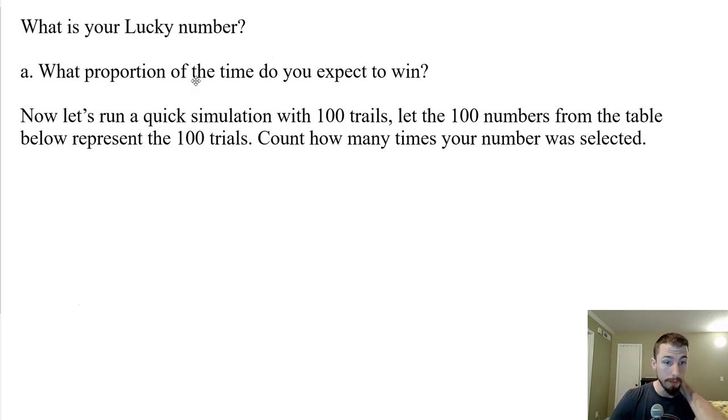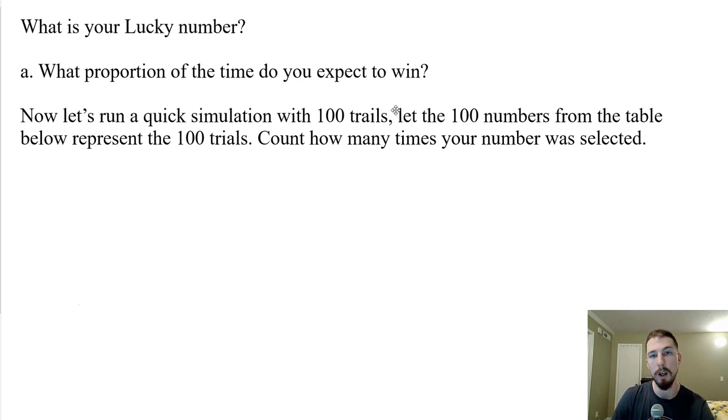All right, so what proportion of the time do you expect to win? Well, we're running a simulation of, what percent? Well, there's 10 possible outcomes, so we would expect on average in the long run, empirical probability, by the way, that 10% of the time we would win. So if we win more than 10% of the time in our simulation, then maybe our numbers are lucky. And if we win less than 10% of the time, then maybe our numbers are unlucky. Total BS. That's not how it works. Anyway, what portion of time would you expect to win? 10%.